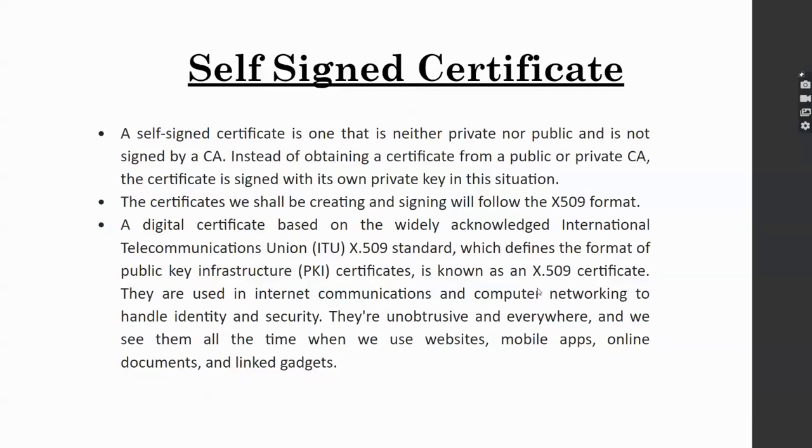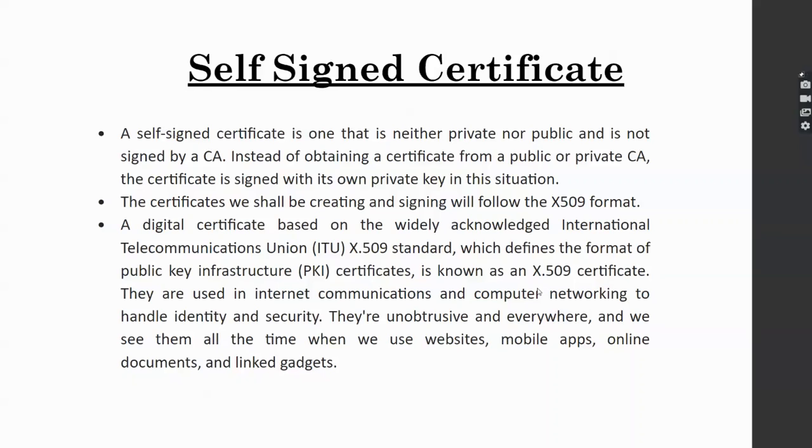So a self-signed certificate is one that is neither private nor public and is not signed by a CA. Instead of obtaining a certificate from a public or private CA, the certificate is signed with its own private key. In this situation, the certificates we shall be creating and signing will follow the X509 format.